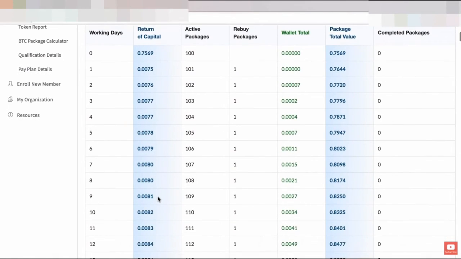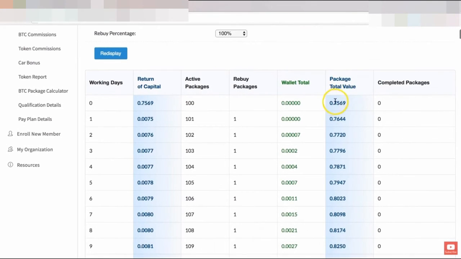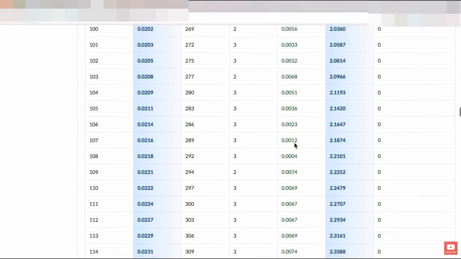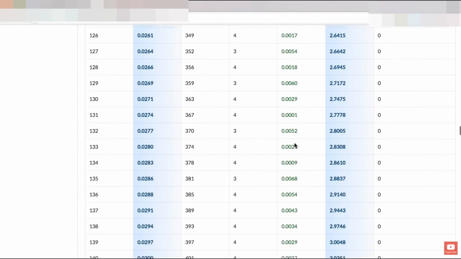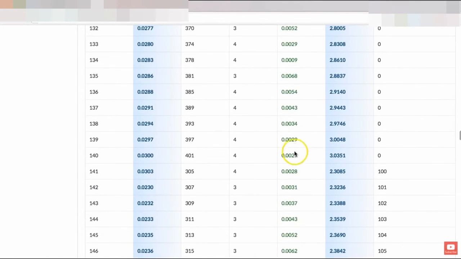So you can see the difference in the way the money grows if you just leave it or if you compound it, because just over 0.75 Bitcoin here when we start, and then if we go to day 140, for example, now we have at this particular time, at this particular package value of 401 packs, we have 3 Bitcoin in there.